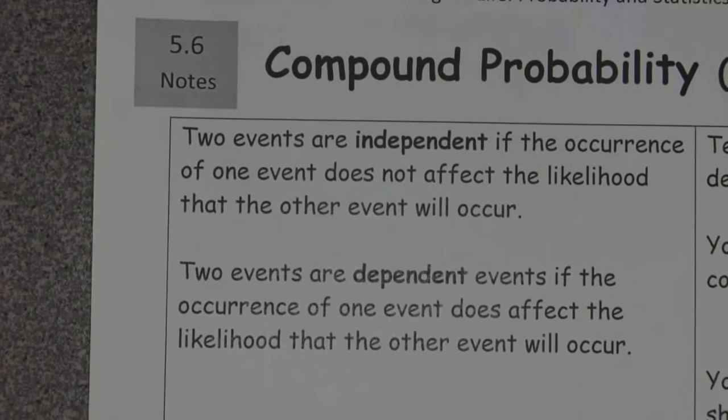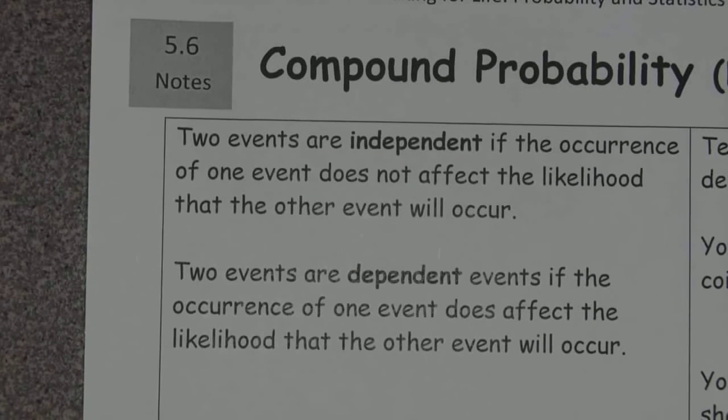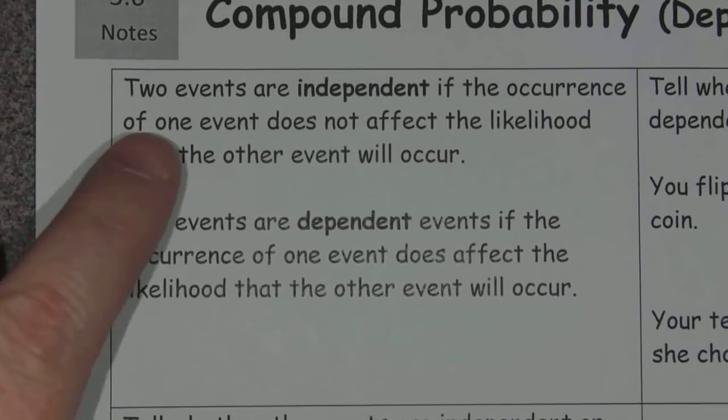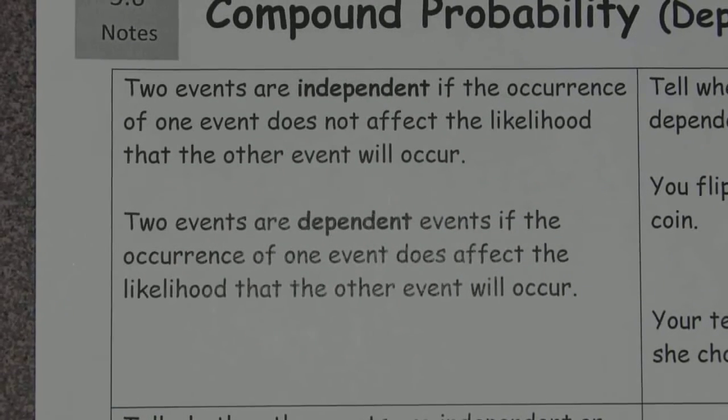All right, this is Note-Taking Guide 5.6. Today we're going to talk about dependent or independent probabilities. So here's the definition, it says two events are independent if the occurrence of one event does not affect the likelihood that the other event will occur. Two events are dependent events if the occurrence of one event does affect the likelihood that the other event will occur.